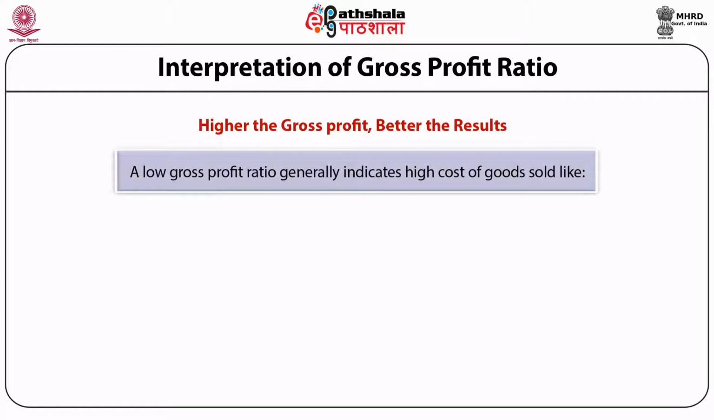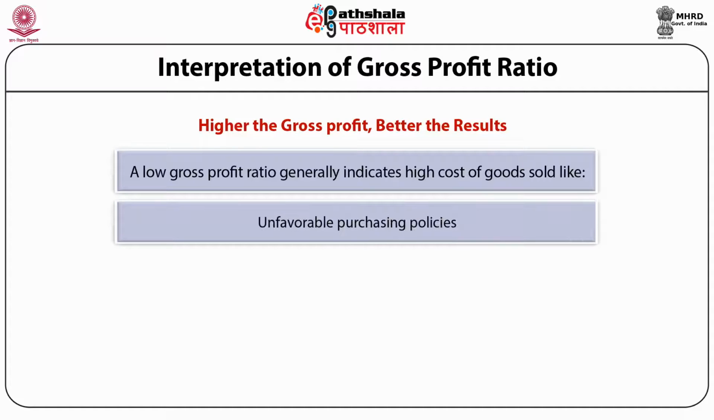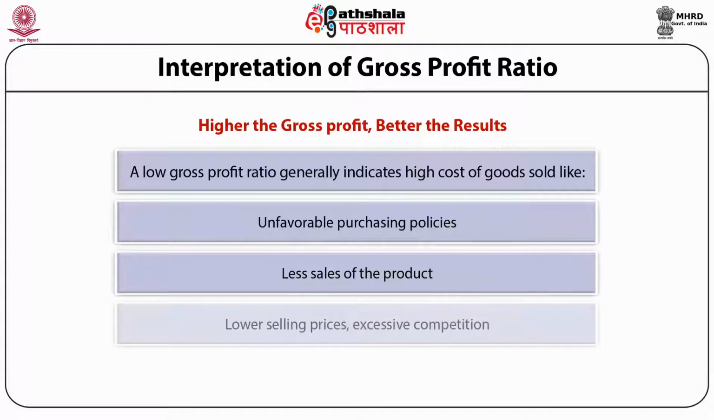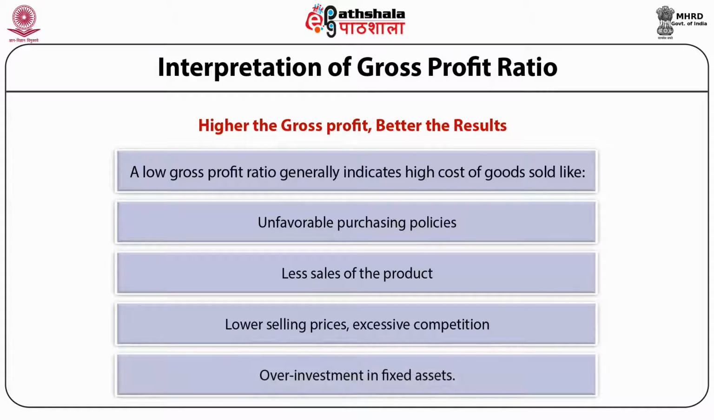A low gross profit ratio generally indicates high cost of goods sold due to unfavorable purchasing policies, less sales of the product, lower selling prices, excessive competition, and over-investment in fixed assets.